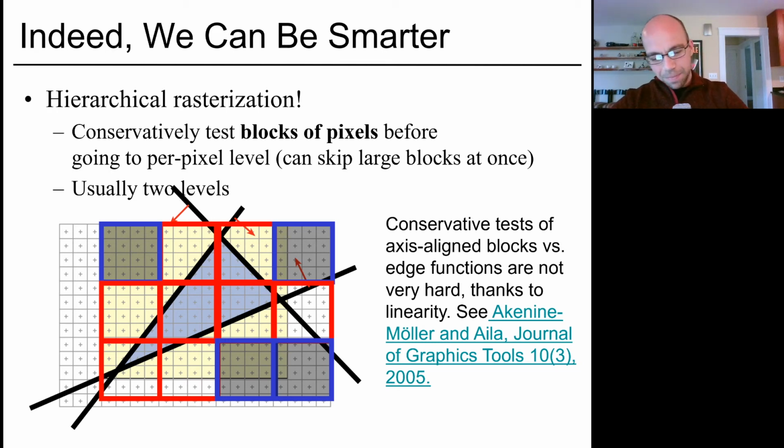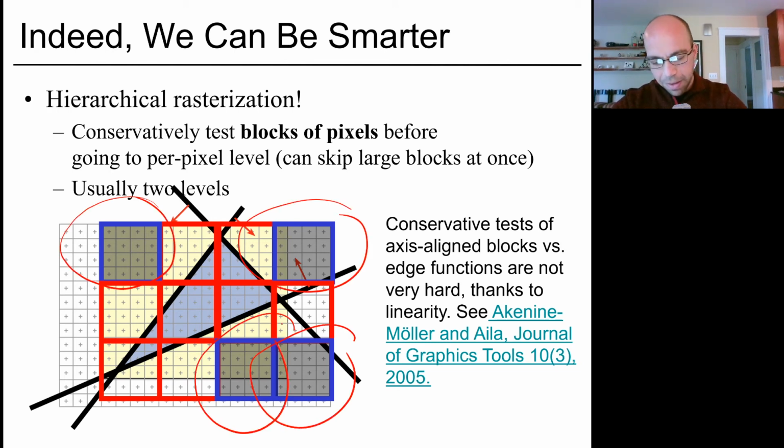The basic idea here is that we're going to take our screen and divide it into blocks of pixels. For example, here we can see 4 by 4 blocks. And we're going to come up with conservative tests that tell us whether or not the entire block of pixels intersects the triangle. And if it doesn't, so for example, the blue blocks shown here, there's 1, 2, 3, 4 of them, then essentially we don't need to do the checks in the interior, and that can skip a large piece of the screen at once.